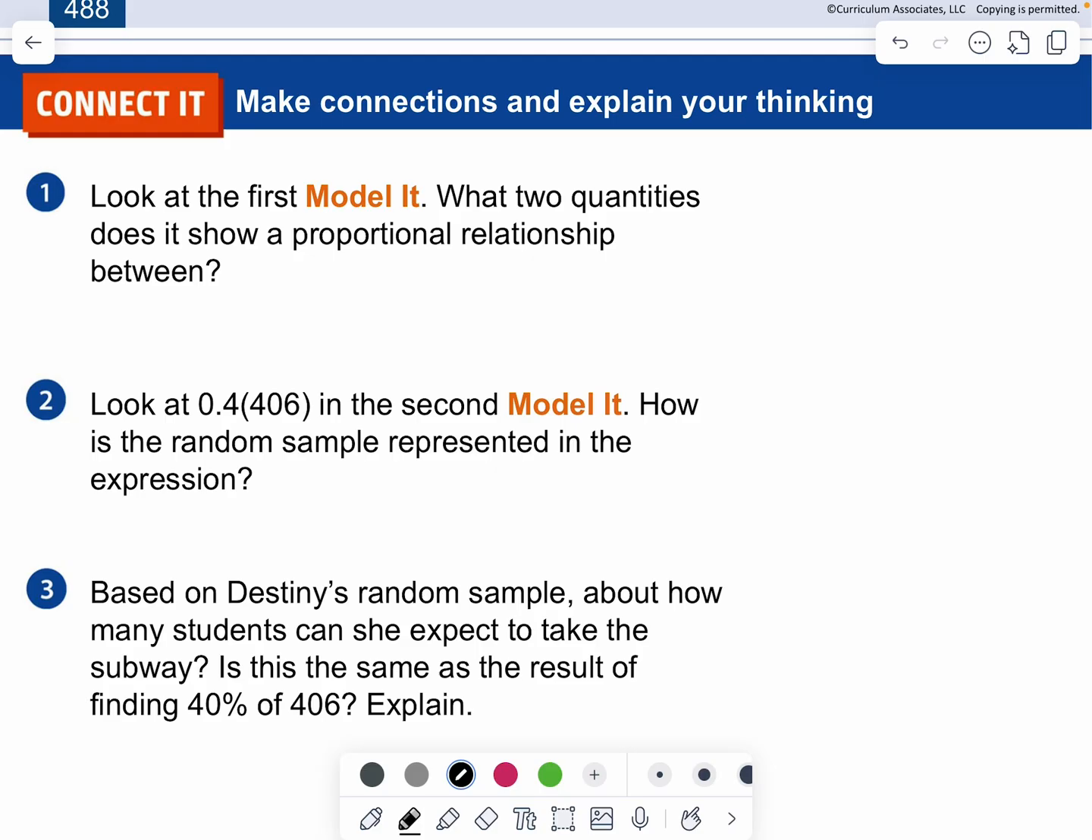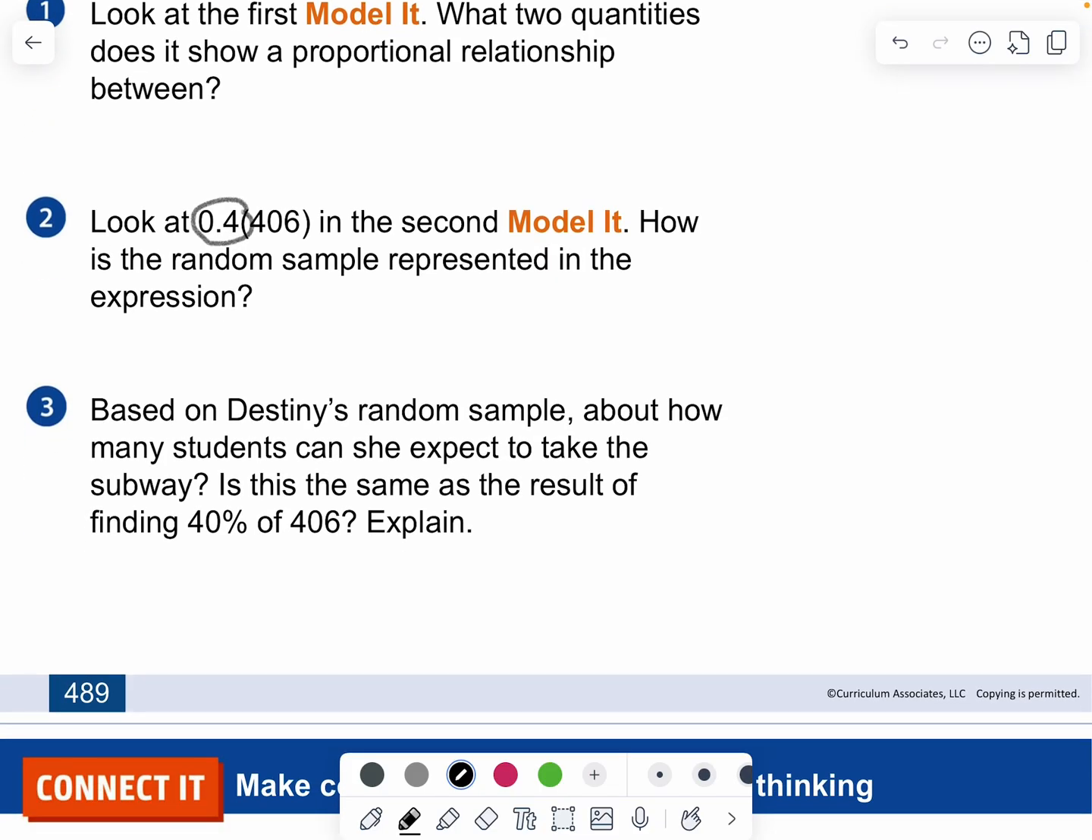Look at 0.4 times 406 in the second model. How is the random sample represented in the expression? Well, it's represented by the 0.4 because we determined that the 8 out of 20 was 40%. Based on Destiny's random sample, about how many students can she expect to take the subway? Is this the same as the result of finding 40% of 406? Well, when we do 40% of 406, we did get a decimal. So is it exact? No. We had to round down. And I think that's what they're wanting you to see on number 3.